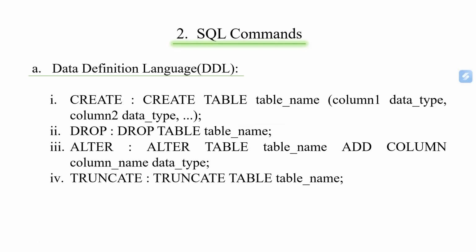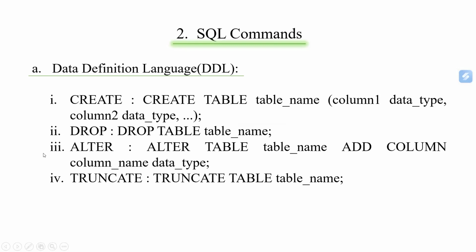Now the second command is the drop command. Drop command is used to remove the entire table. The syntax is drop table, table name. The third one is the alter command. Alter command is used to modify some of the changes in the table. For example, we can add a separate column to the table, or we can remove some of the columns from the table using the alter command.